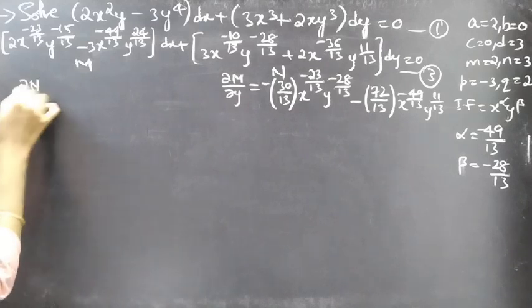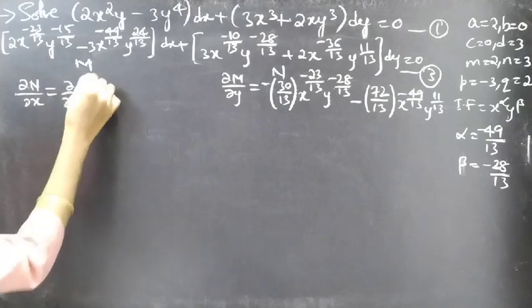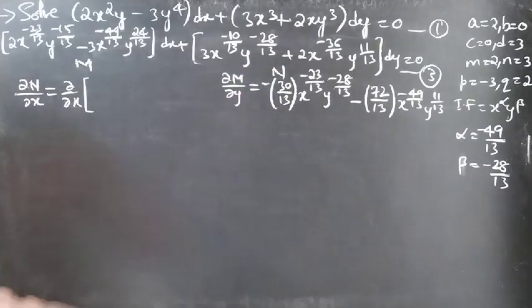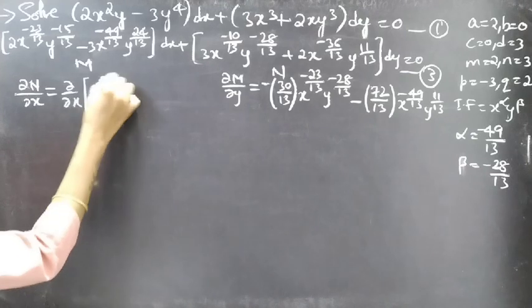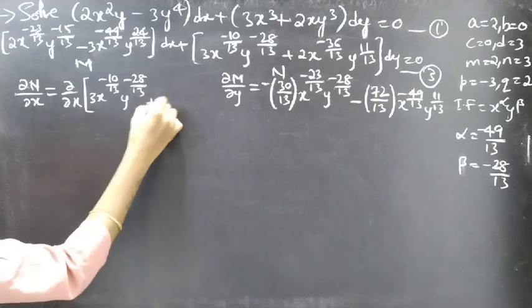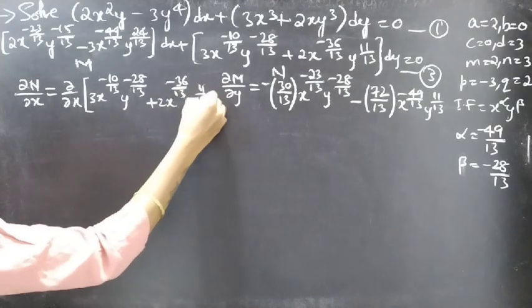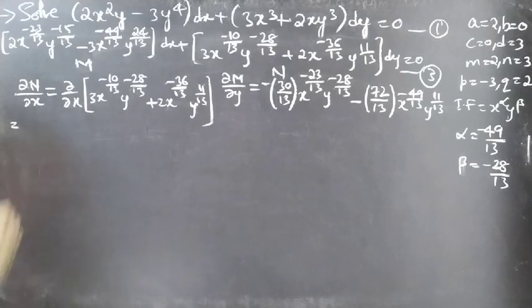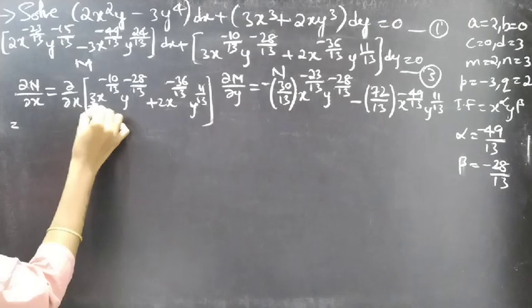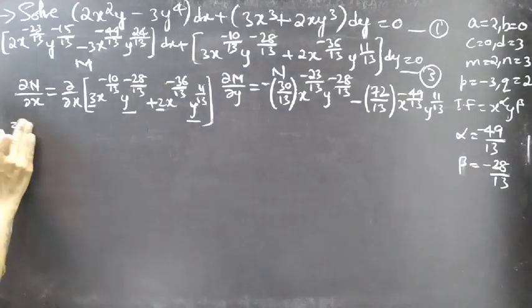Let's now find the partial derivative of n with respect to x. For n equal to 3x power minus 10 by 13, y power minus 28 by 13 plus 2x power minus 36 by 13, y power 11 by 13. Here we are finding partial derivatives of terms with respect to x. So we'll treat y as constant. In the first term 3y power minus 28 by 13 is constant, and in the second term 2y power 11 by 13 is constant, right?